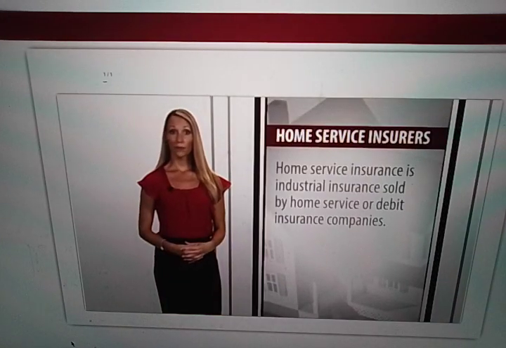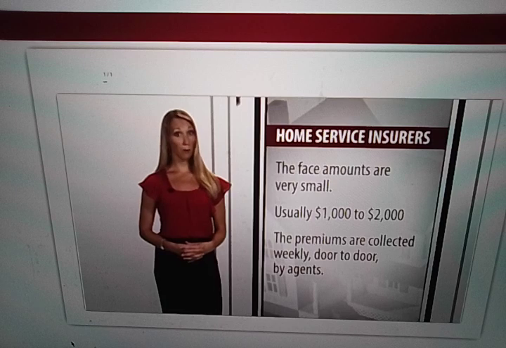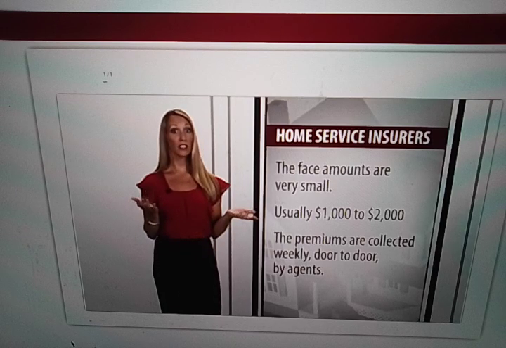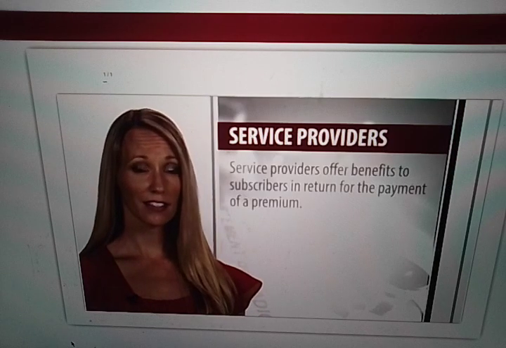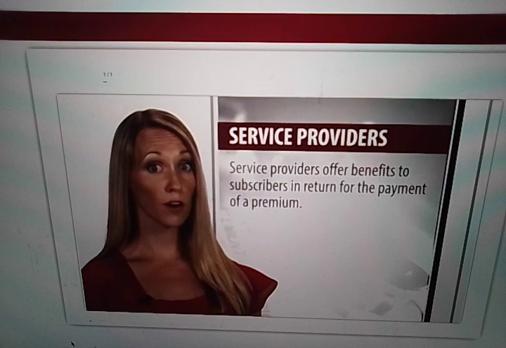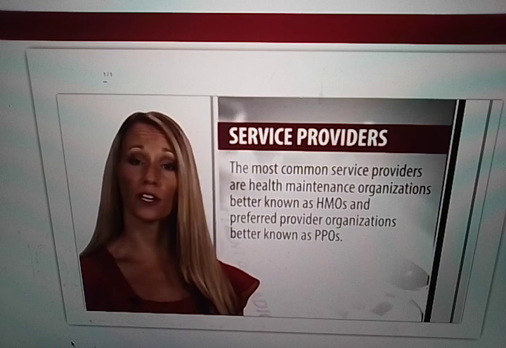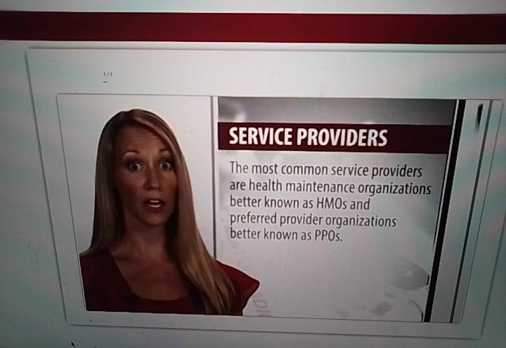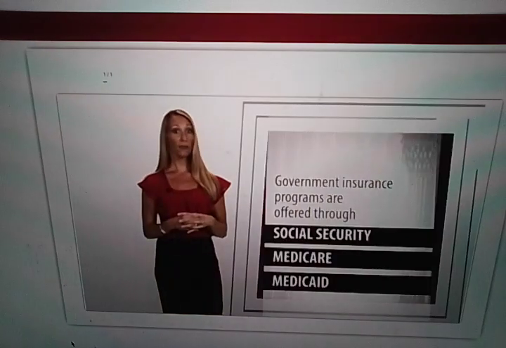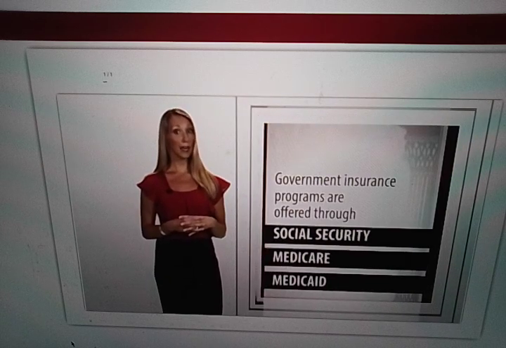Home service insurers. Home service insurance is industrial insurance sold by home service or debit insurance companies. The face amounts are very small, usually $1,000 to $2,000, and the premium is collected weekly door to door by agents. Service providers. Service providers offer benefits to subscribers in return for the payment of a premium. The most common service providers are health maintenance organizations, better known as HMOs, and preferred provider organizations, better known as PPOs. Government insurance programs are offered through Social Security, Medicare, and Medicaid.